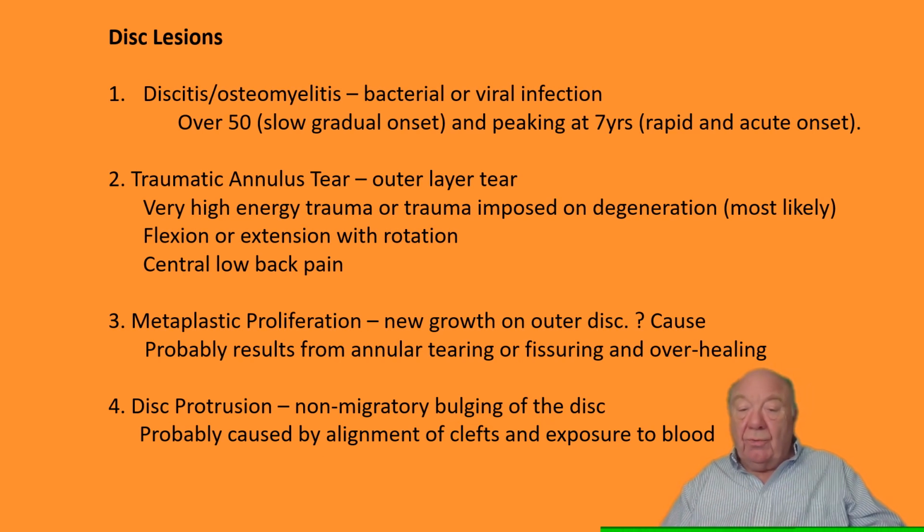It's probably what happens with the metaplastic proliferation, except there's no invasion of blood vessels nor keloid, and this radial tearing and exposure of the blood flow to the nucleus allows the nucleus to herniate through the annulus and become a prolapse or an extrusion.